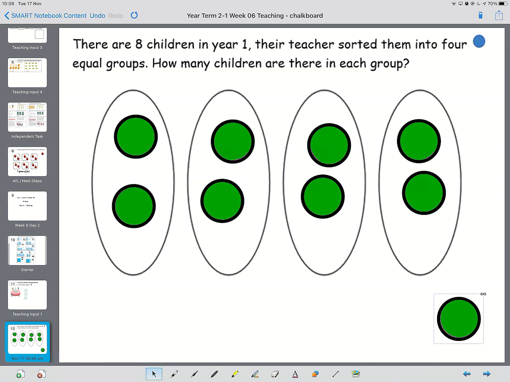Well, in this first group here, there's 2. Second group, there's 2. Third group, there's 2. Fourth group, there's 2. So the answer would be 2 children. I hope that makes sense.